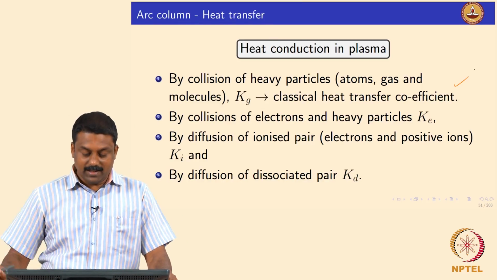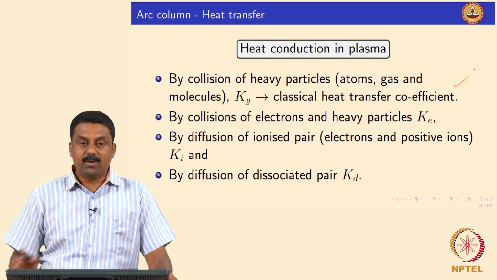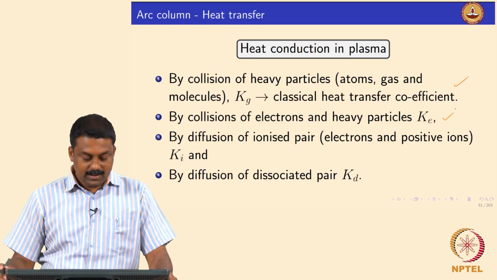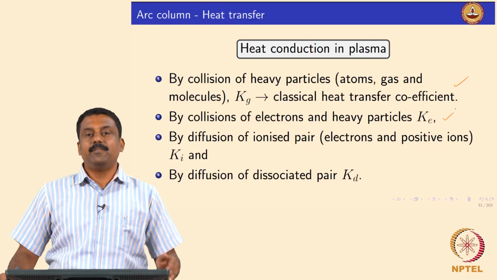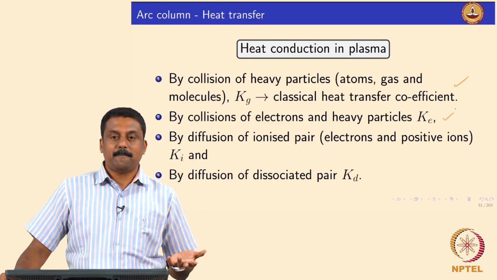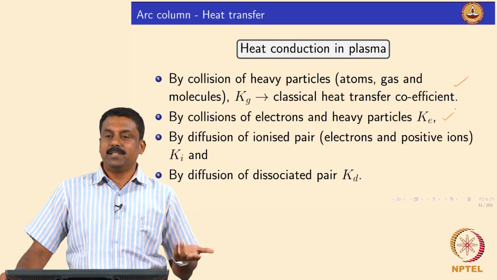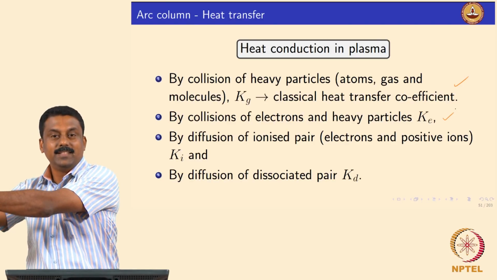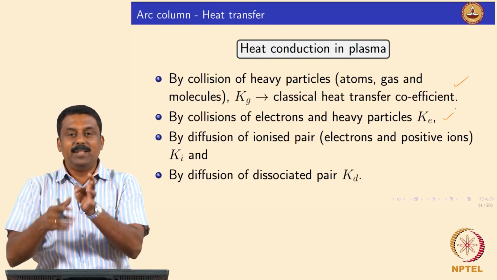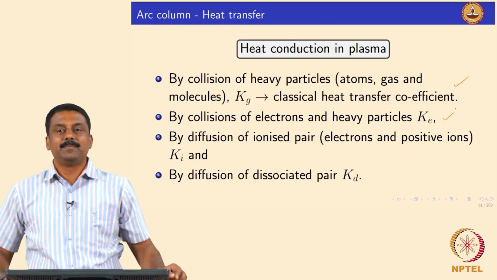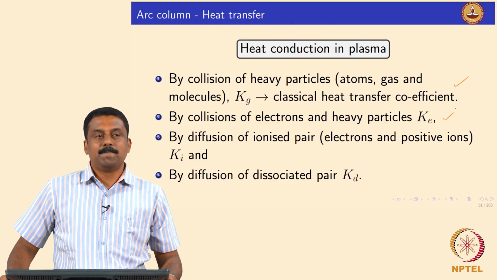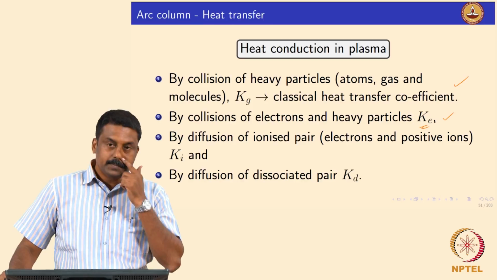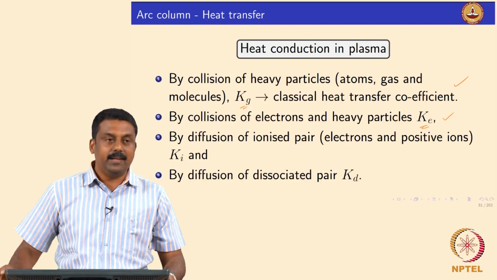The first case is the classical heat transfer coefficient by collision of heavy particles, atoms and gas. In the second case, when the electrons collide with the heavy particles, isn't it? That is also possible. A hot electron goes somewhere and then collides, obviously it transfers heat from this point to this point, isn't it? So, we can term it as Ke. The first term, the classical heat transfer, is Kg, if you assume.